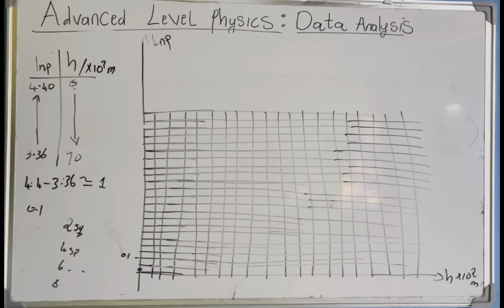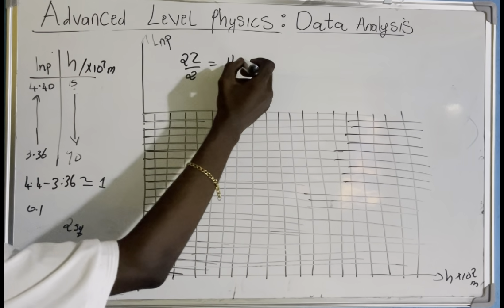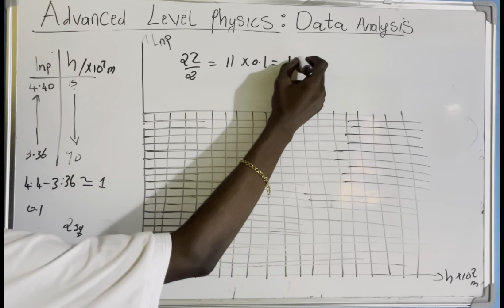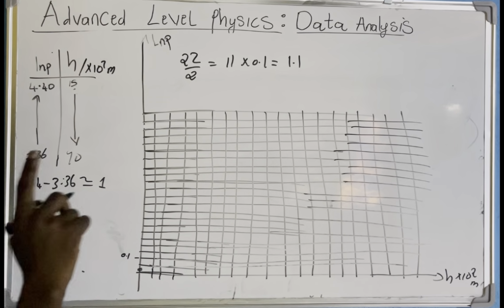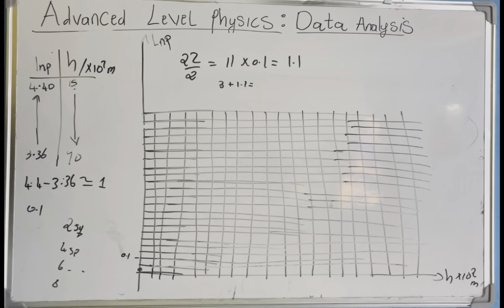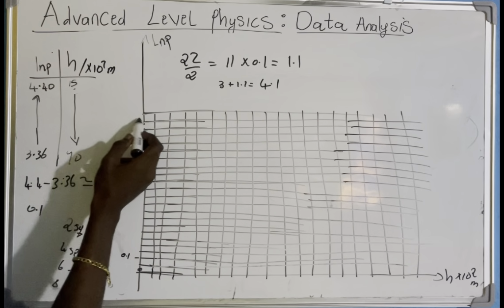That is the meaning of taking 2 squares to represent 0.1 unit. Now, how many squares are there? 22 squares. So 22 divided by 2 squares gives 11 squares. I will take 11 times 0.1, which gives me 1.1. It means I can go up to 1.1. If I start at 3, I will take 3 plus 1.1, which gives me 4.1. It means my biggest value will be 4.1 here.